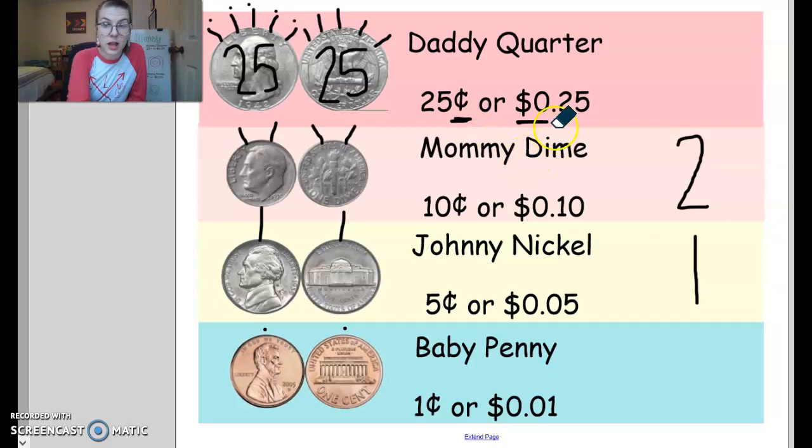The same trick works for Mom. If I count by 5s on each of her 2 hairs, then I can figure out how much her dime is worth. 5, 10. You guessed it. It's the same thing for Johnny Nickel. Are you ready? 5. That's it.